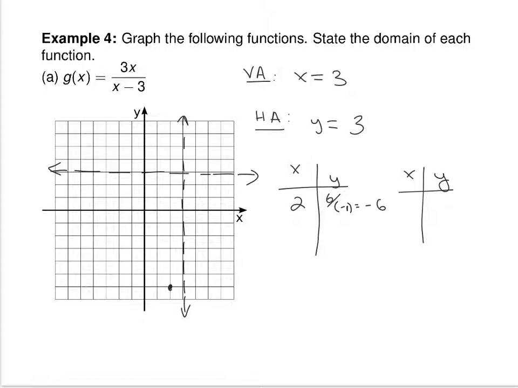What's another good number to plug in? I like 0. When you plug in 0, you get 0 over -3. What's that? 0. So this picture goes through the origin. You've got 2 points. Draw something that approximately approaches those axes.